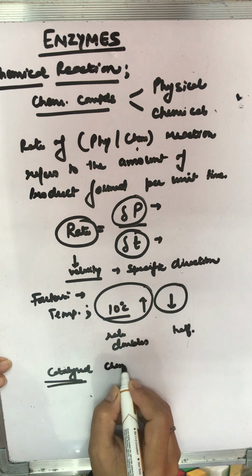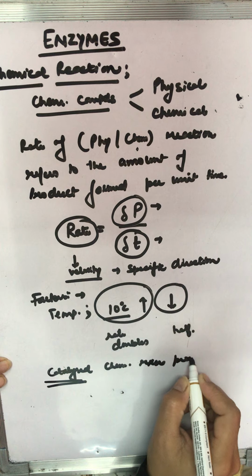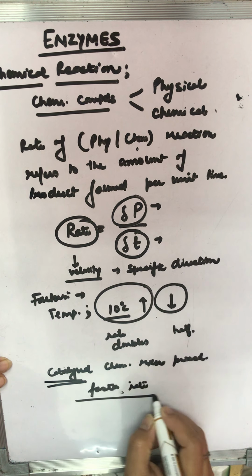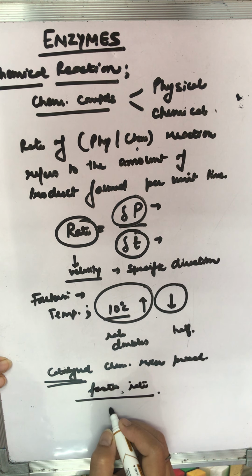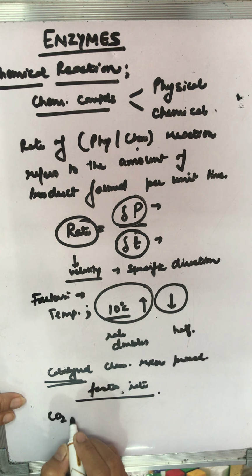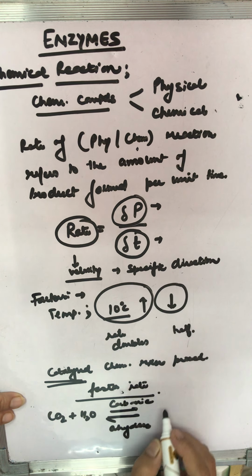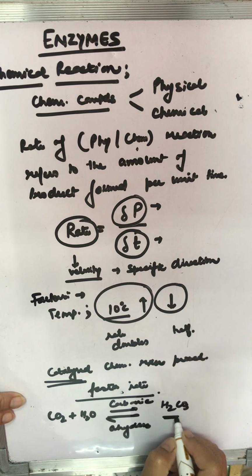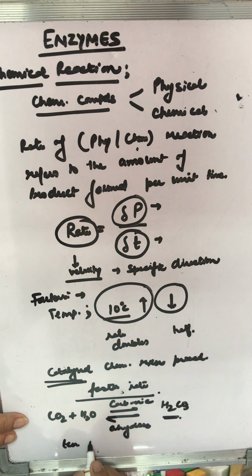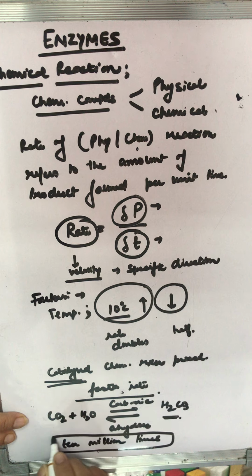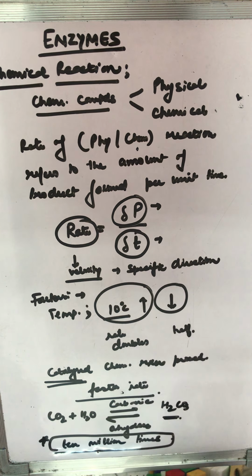Catalyzed chemical reactions obviously proceed at a much faster rate than uncatalyzed ones. Alright, and you know carbonic anhydrase acts as a catalyst and it increases the reaction rate by about 10 million times. Just imagine, the rate of reaction is accelerated by 10 million times because of this carbonic anhydrase. This is an example of a catalyzed one.